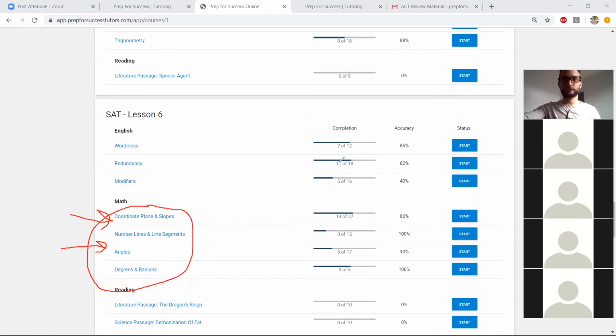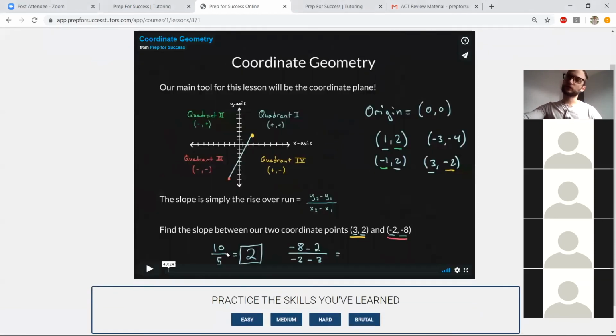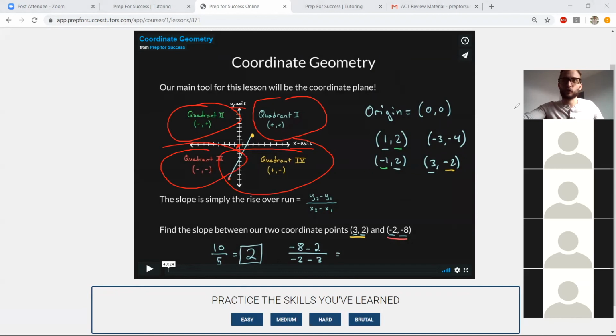All right. Coordinate planes and slopes. This topic is all about your XY coordinate plane. You have your X axis, right here, then you have your Y axis. We know our origin is 0, 0. You've got your 4 quadrants, quadrant 1, 2, 3, and 4.